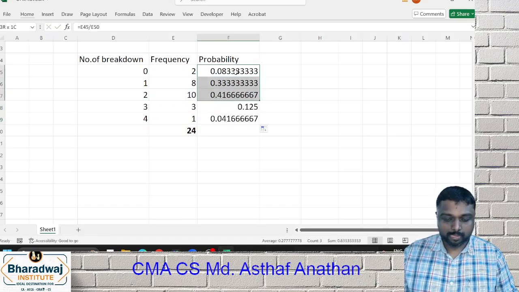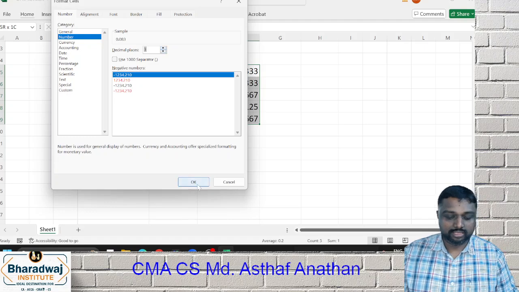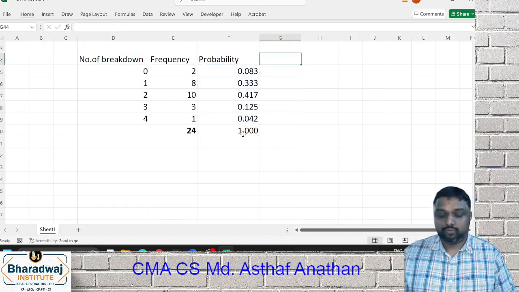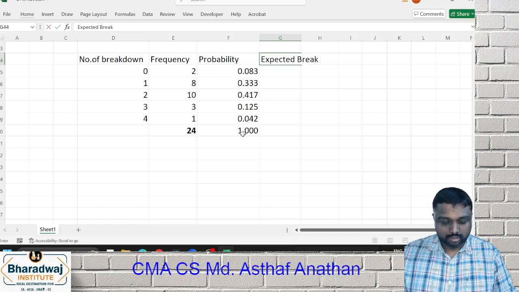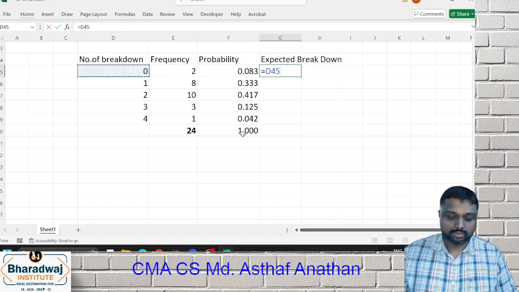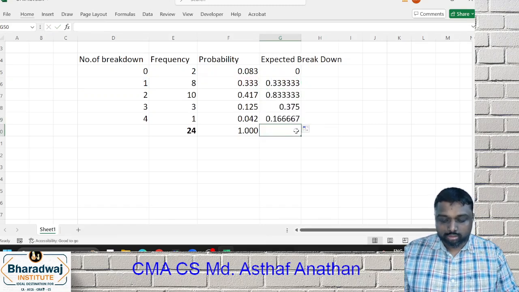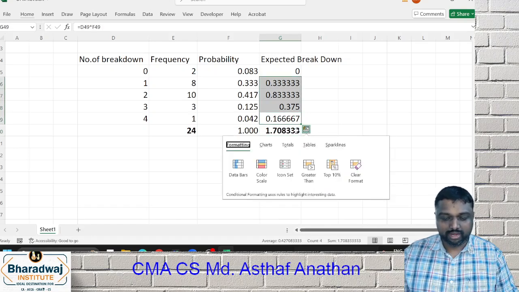Correct, friends? So this is how you can work on it. Now you can find this is the probability chance. Probability total obviously will be 1. Now you can go for the expected breakdown per month. How many breakdowns will come? So for 0 months, this is the weightage. So we'll work out the expected breakdown. My dear friends, we got our expected breakdown.